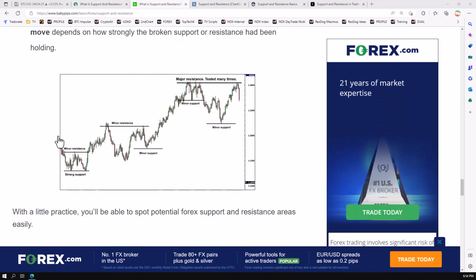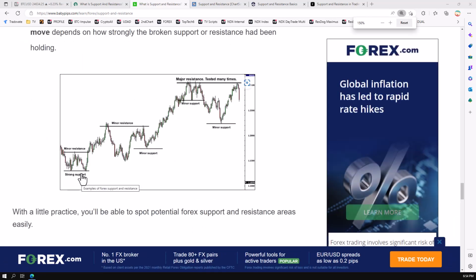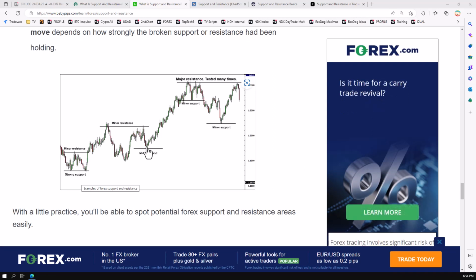So now we're on a site called Baby Pips. This is a Forex site, I believe. And I just want to show their image here. This is once again linked down below. When you get into support and resistance, sometimes you're going to define strong support. See how this area here is strong support. And then this is minor resistance, and then this is minor resistance. This is minor support.